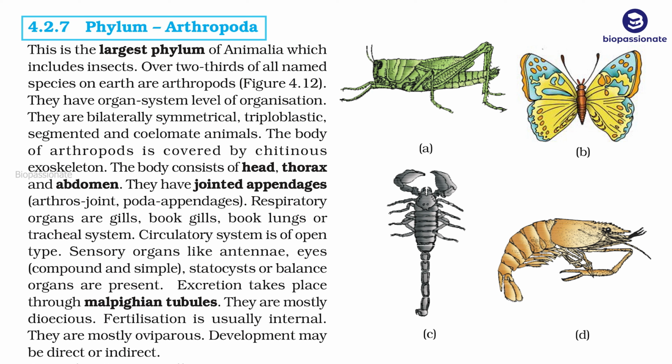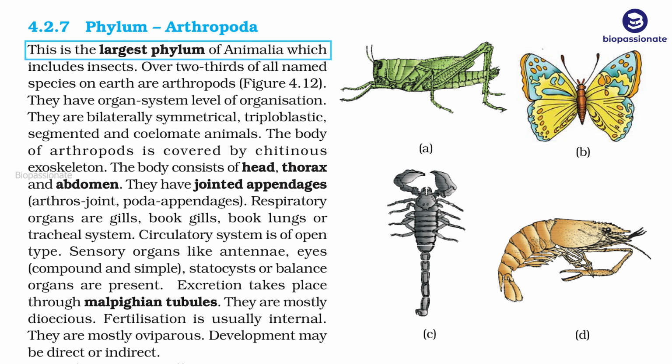4.2.7 Phylum Arthropoda. This is the largest phylum of Animalia, which includes insects. Over two-thirds of all named species on Earth are arthropods, figure 4.12. They have organ system level of organization. They are bilaterally symmetrical, triploblastic, segmented, and coelomate animals.